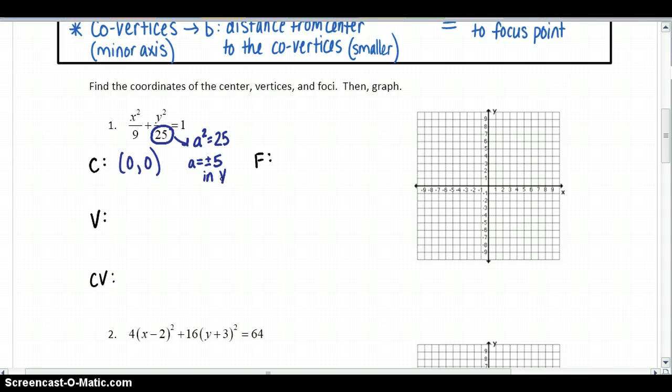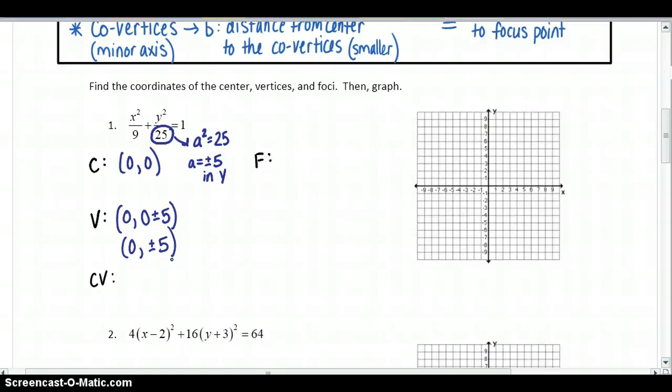Alright. Well, remember, a is the distance from the center. So in order to get the vertices, I need to plus or minus 5 in the y direction of this center. So what I'm going to do is it's going to be 0, 0, but then I'm adding and subtracting 5 in that y coordinate for the center. Alright, and I can simplify that because I know 0 plus or minus 5 is the same thing as just plus or minus 5. So there are my two vertices, 0, 5 and 0, negative 5.